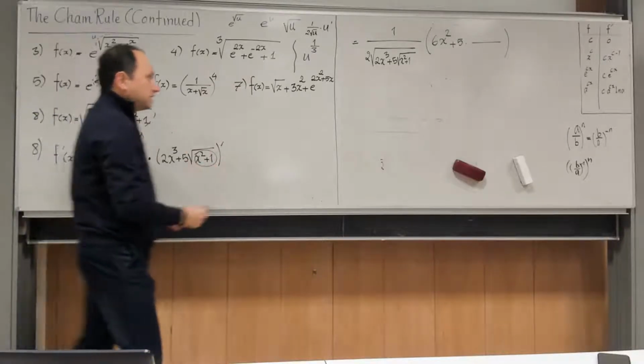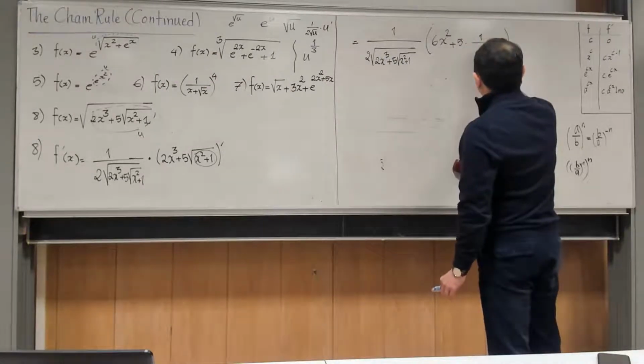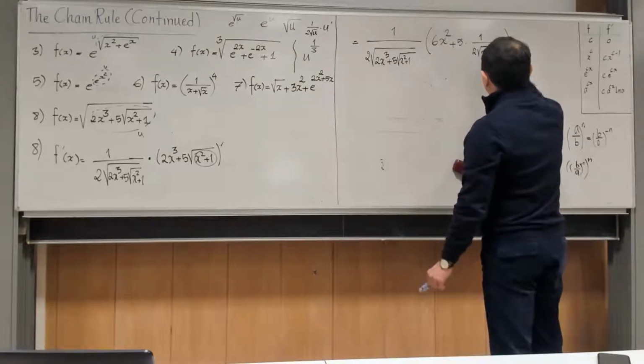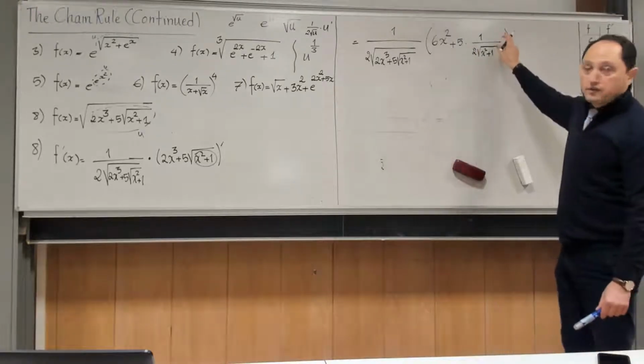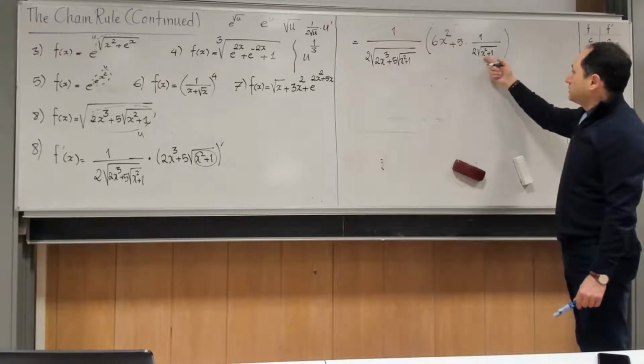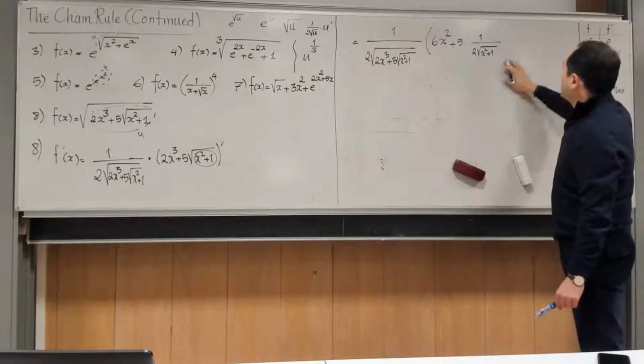So this becomes 1 over 2 square root of u, which is x squared plus 1. But you know that this is not finished. So I have to multiply by u prime. But this is so simple that I can do it in my head. The u prime is 2x. I multiply it by an extra 2x here.